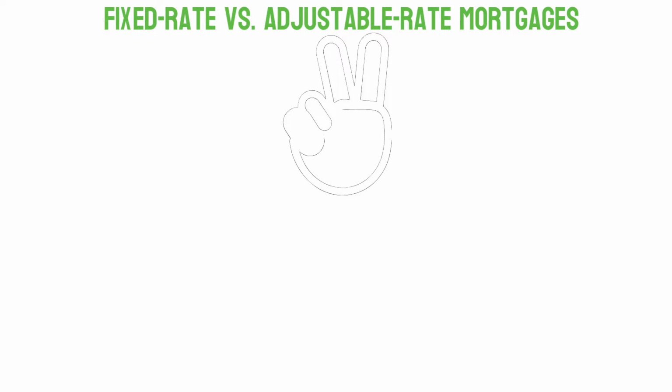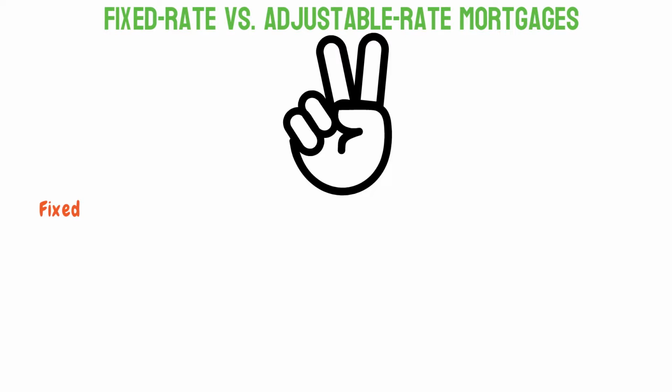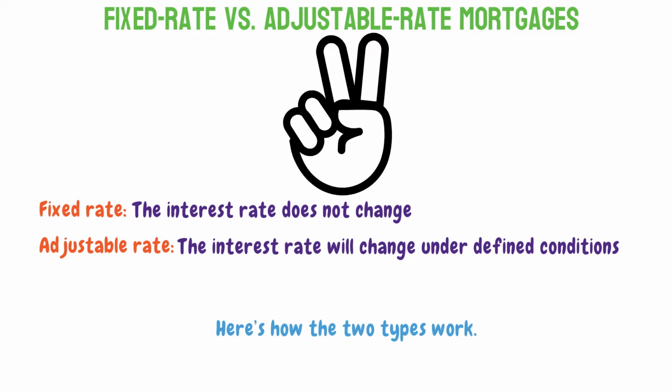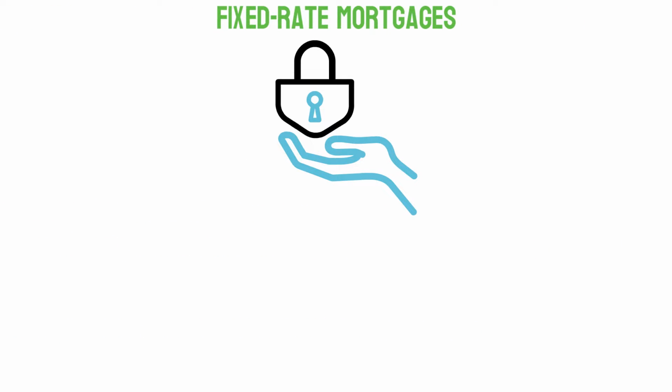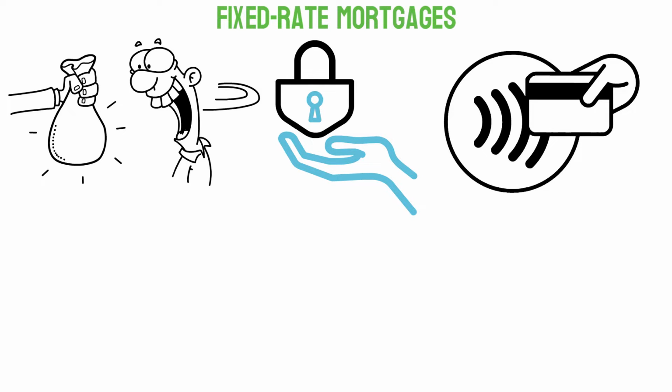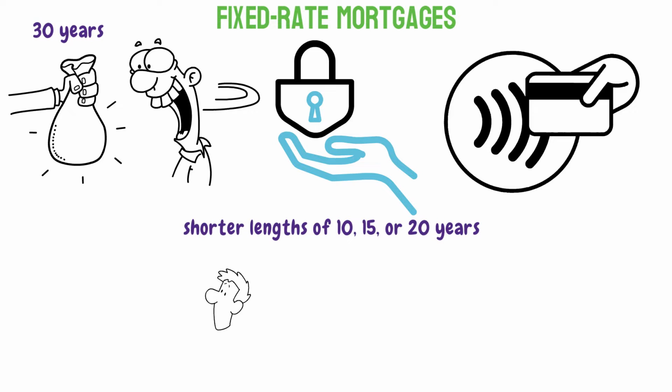Banks and lenders primarily offer two basic types of loans. Fixed rate, the interest rate does not change, or adjustable rate, the interest rate will change after defined conditions, also called a variable rate or a hybrid loan. Here's how the two types work. Fixed rate mortgages. With this type of mortgage, the interest rate is locked in for the life of the loan and does not change. The monthly payment also remains the same for the life of the loan. Loans often have a repayment lifespan of 30 years, although shorter lengths of 10, 15, or 20 years are also widely available.